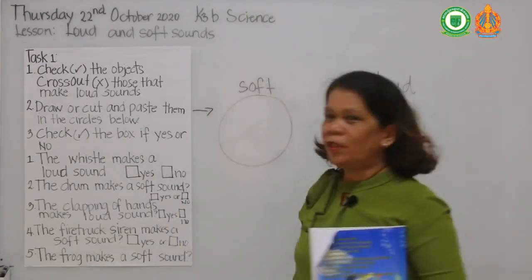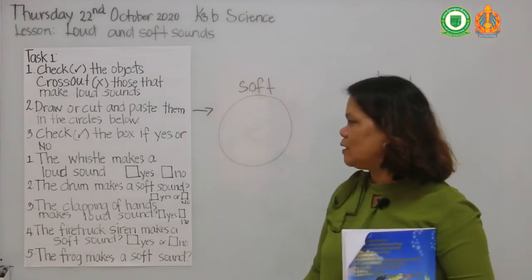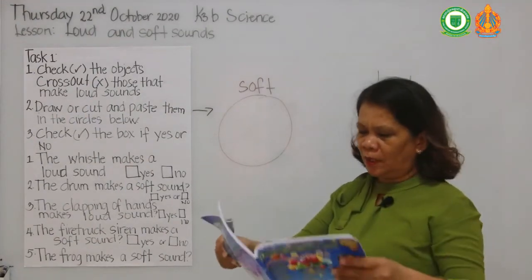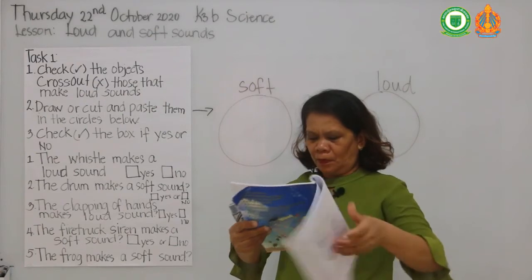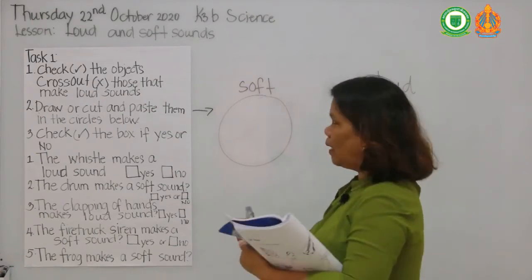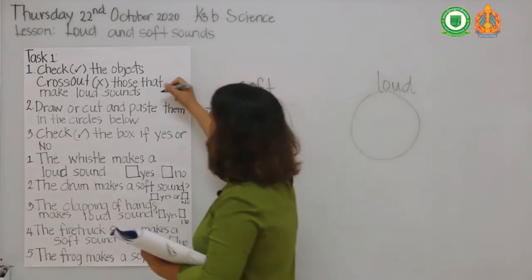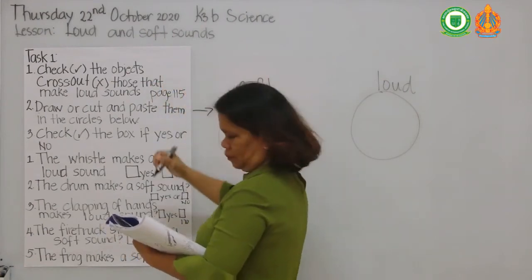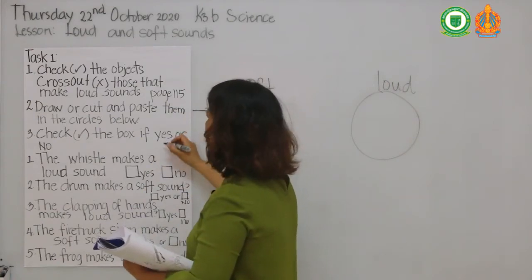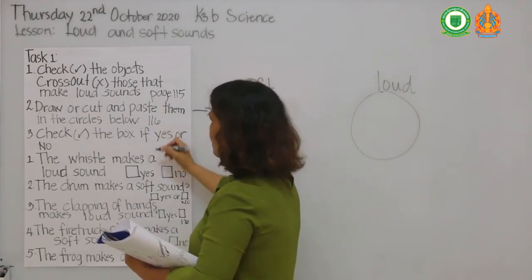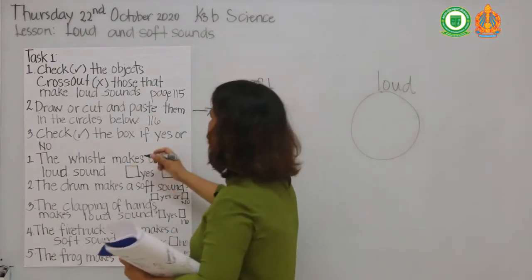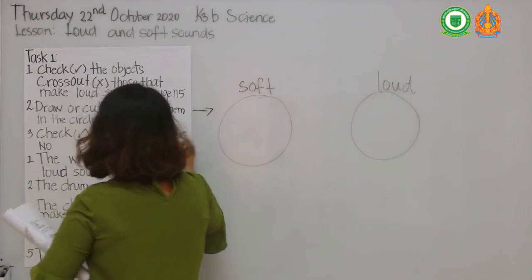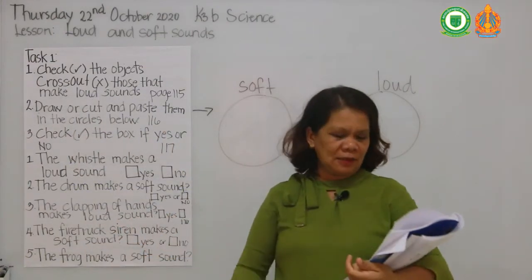So for your task, for your activities today, I want you to prepare your book at page 115, page 115, 116 and 117. So I will give you 3 tasks today.